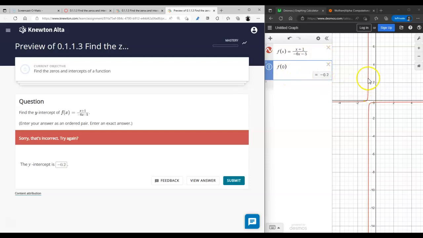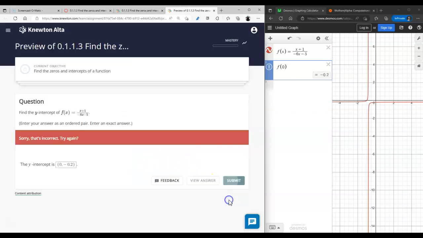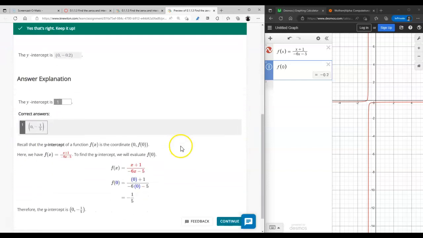Interesting. So, I should have read the instructions. Enter the answer as an ordered pair. As an ordered pair means we have to enter the x-coordinate, which is 0, and we have to enter the y-coordinate, which is negative 0.2. And now we got it right.